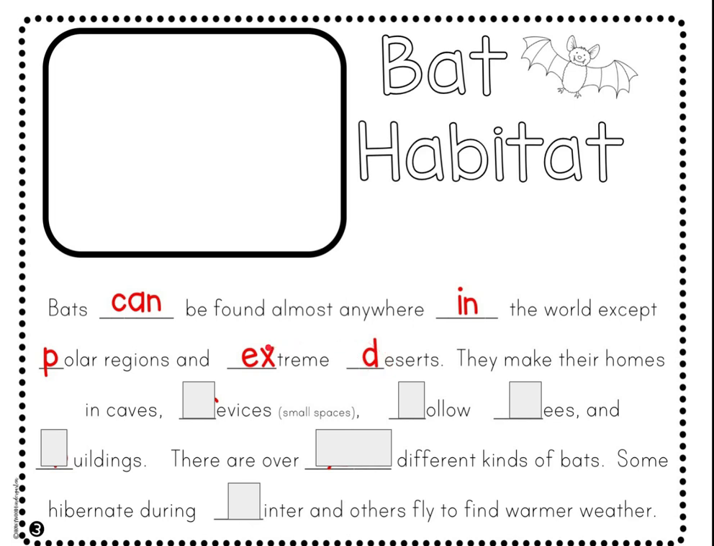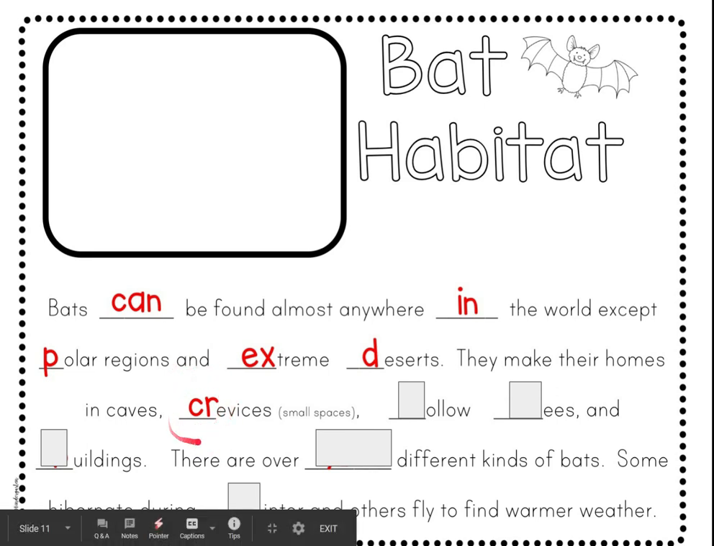All right, now that you have those filled in, let's read that sentence again. Bats can be found almost anywhere in the world except polar regions and extreme deserts. So they need more mild weather for their living conditions. They make their homes in caves, crevices. Crevices are small spaces. You can write a CR on that fill in the blank for the sound cr in crevices.